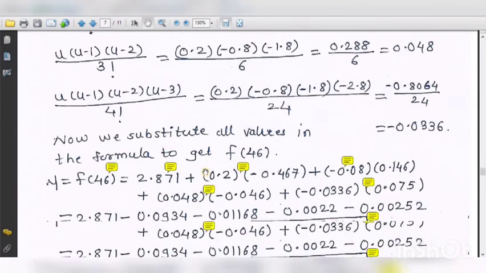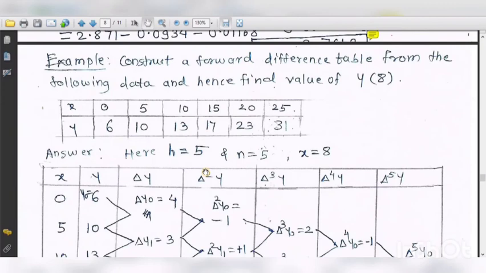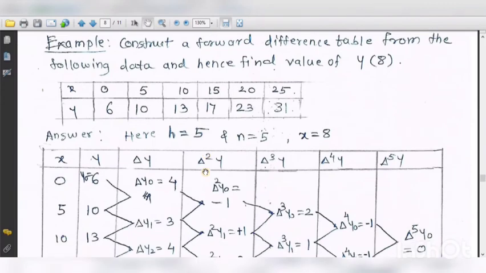Let us go to the next example. See, here is the next example. Construct the forward difference table from the following data and find the value of y8.